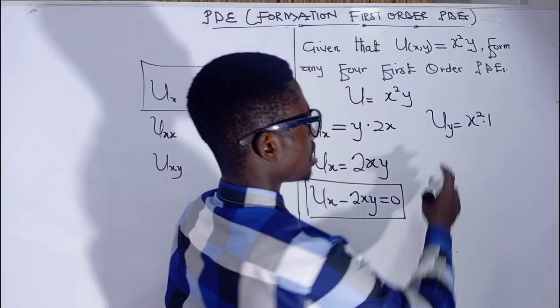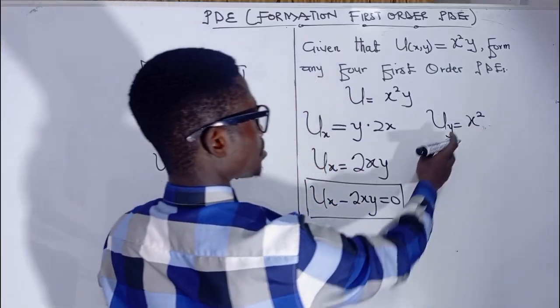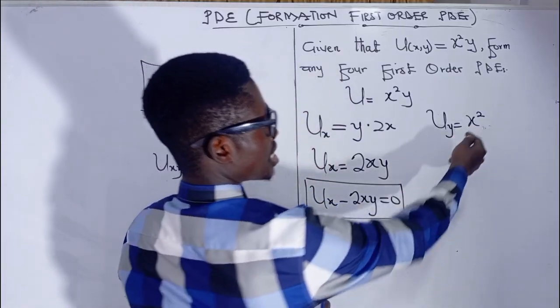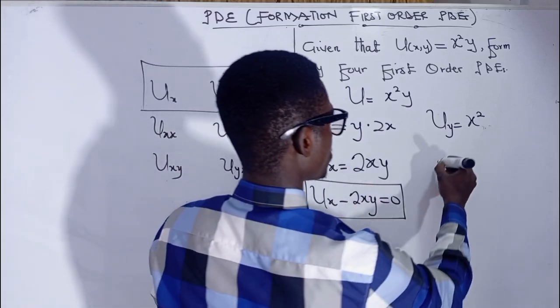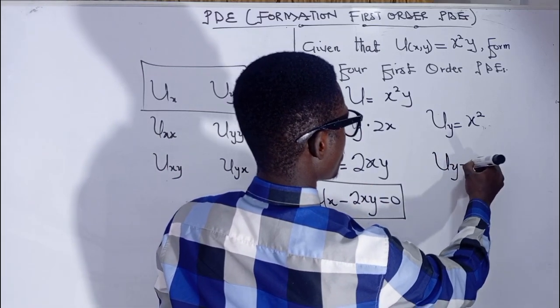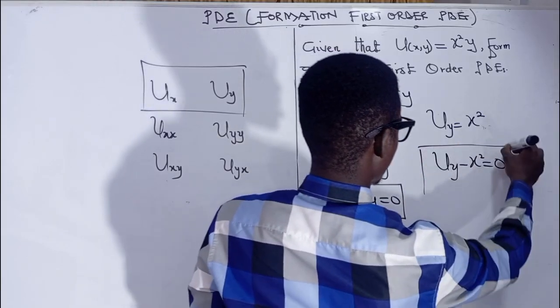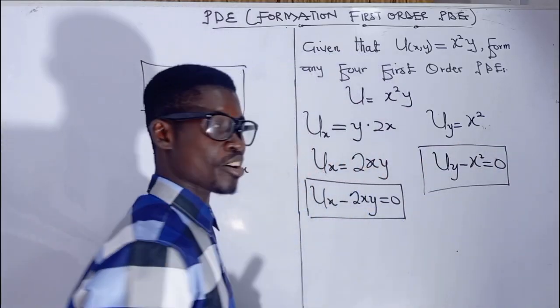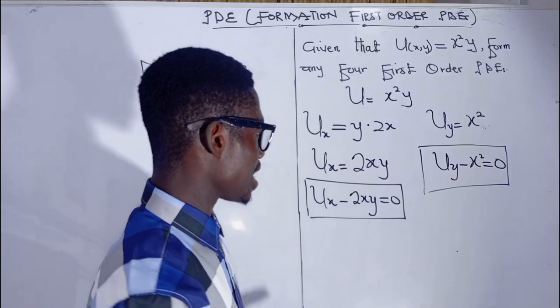So we are having u_y is equal to x squared. Now once we have this, we can decide to bring what is on the right hand side to the left hand side. So we are going to have u_y minus x squared is equal to 0. So we have another first order partial differential equation. Very easy and simple.